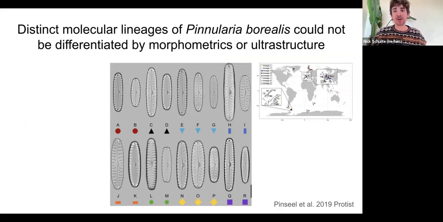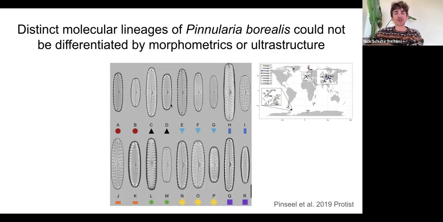A real world example of this in diatom research is a great study by Evelyn Pinseel back in 2019, where she and colleagues looked at Pinnularia borealis populations from across the world. You can see some in Antarctica, a lot in Europe and Greenland, places like that, and looked at morphometrics and ultrastructure of Pinnularia borealis and I think three or four genetic barcodes, and found that there were eight distinct genetic lineages, but that those lineages were not reflected by the morphometry.